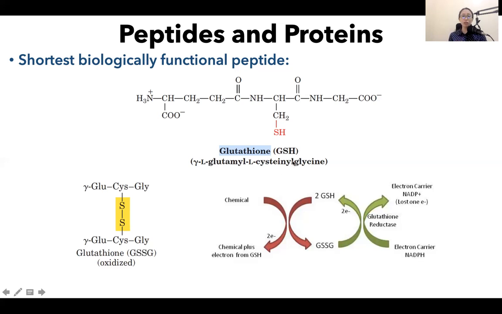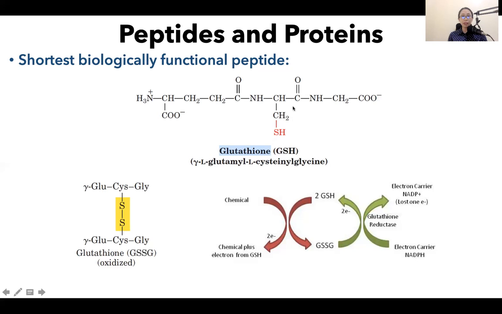What is the function of this tripeptide? This is what we call an antioxidant. In fact, I think you have heard of glutathione in some commercials or ads, those whitening products. So they say that their supplement has glutathione, which has this whitening effect. Actually, the main function of glutathione is as an antioxidant. The whitening is just a side effect. So what does glutathione do?